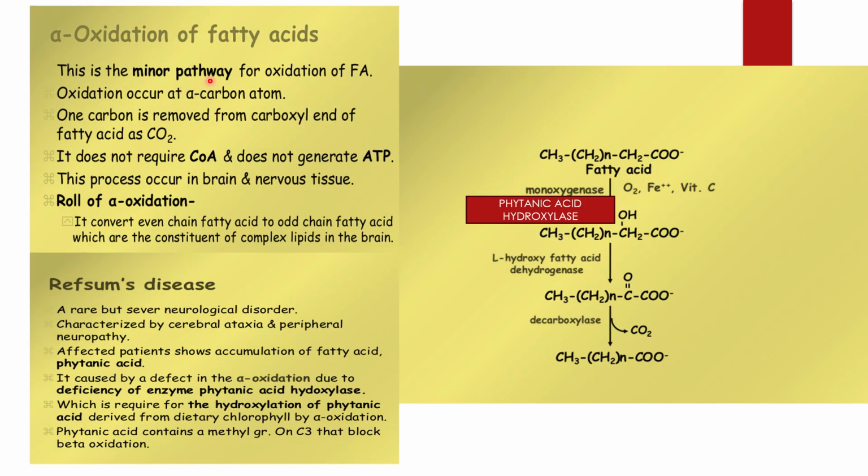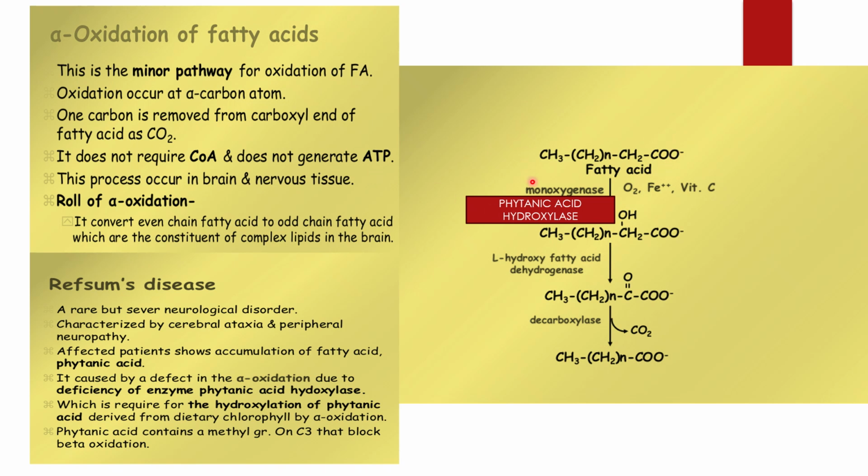Now, alpha oxidation of fatty acid. This is also a minor pathway for oxidation of fatty acids, and oxidation occurs at the alpha carbon atom. So one carbon is removed from the carboxylic end of the fatty acid as carbon dioxide. It does not require coenzyme A and does not generate ATP. This process occurs in brain and nervous tissues. So you can see it here.